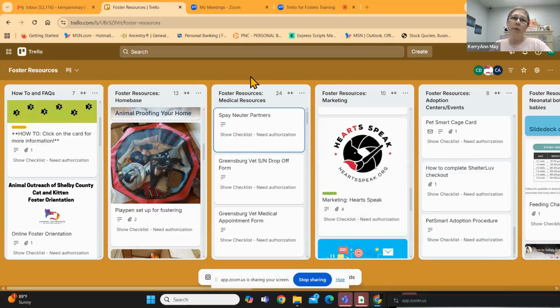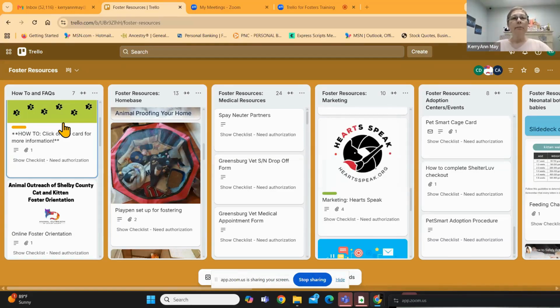Okay, so the way that the Trello board is organized is from left to right. You'll start on the left as a new foster, or starting with a new litter of kittens. You want to sign up and say, hey, I am ready for some fosters. So you will start on the left-hand side. The other thing about Trello is that it is organized into categories, or in our case, into stages of fostering. And again, from left to right.